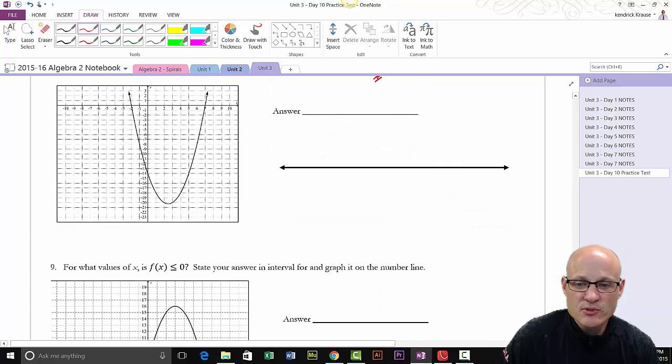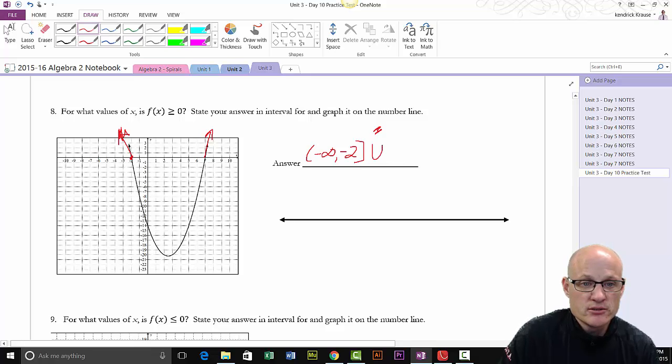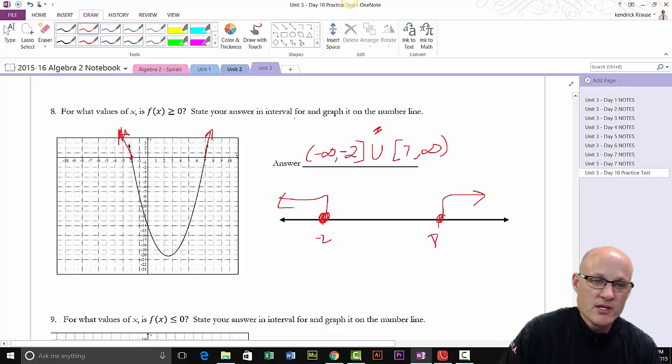Almost done. This one says, where is it greater than or equal to 0? Well, it's greater than 0 when it's above the x-axis. Now, this is the problem. I'm going to do it this way, and then I'm going to erase it and do it a different way. So from negative infinity to negative 2, but this time including negative 2 because it has the equal to, union starting at 7, including 7, all the way to positive infinity. And again, negative 2, closed circle this way, 7, closed circle this way.